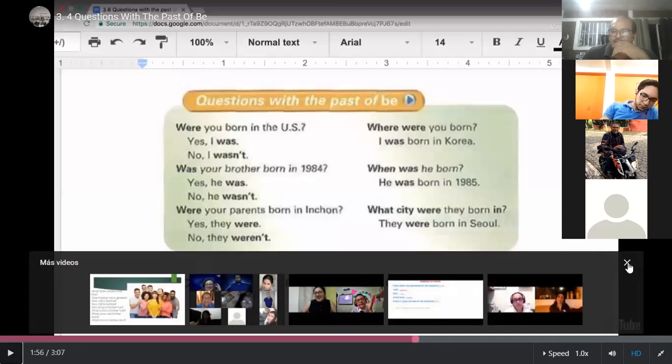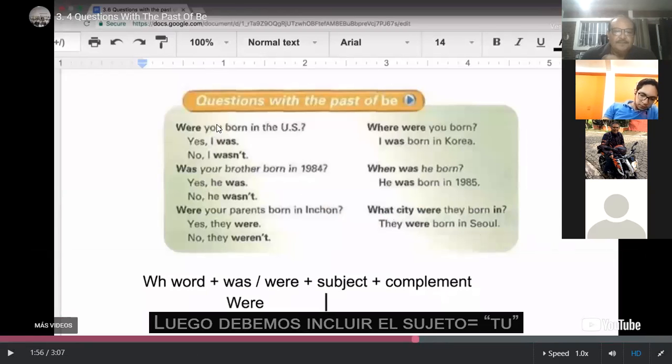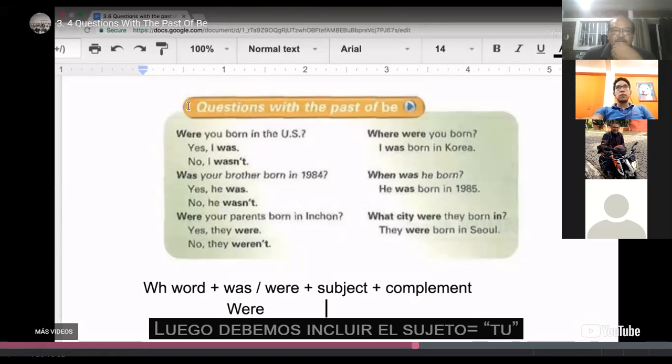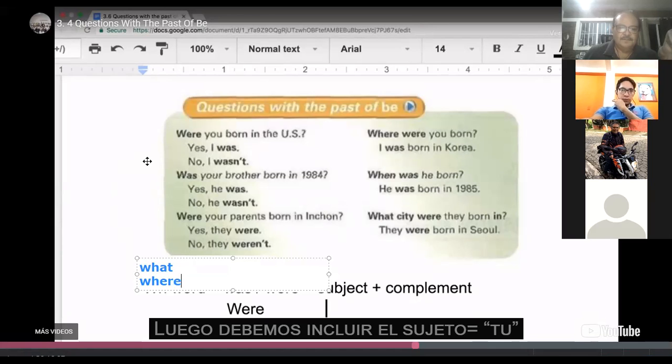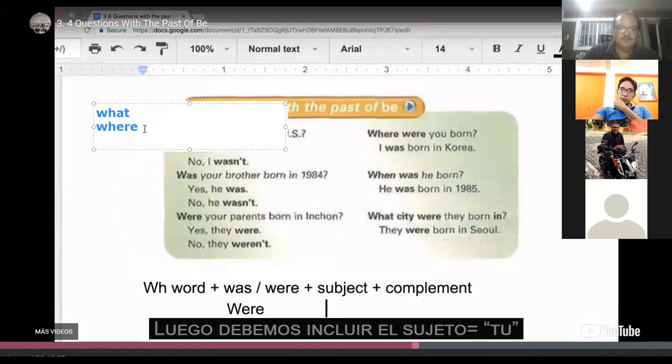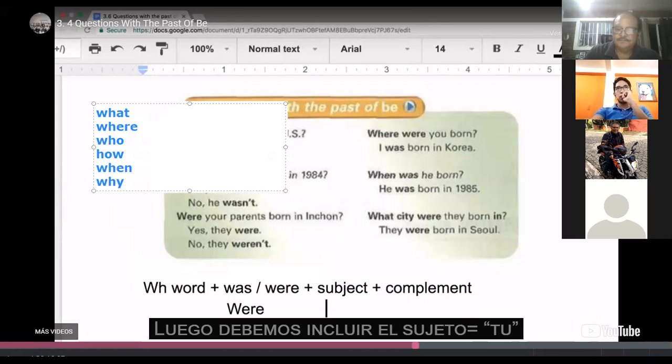Next. Okay, so then we already have the idea of yes, no questions. Now probably the extra information we have is using WH words. And in the WH words, we can also use what, where, who, how, when, why.